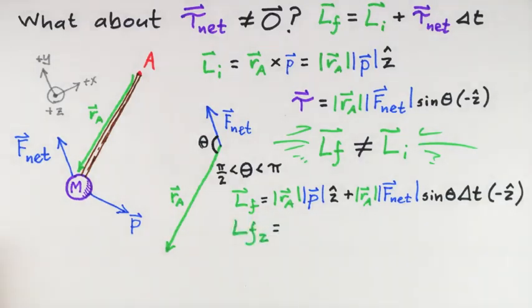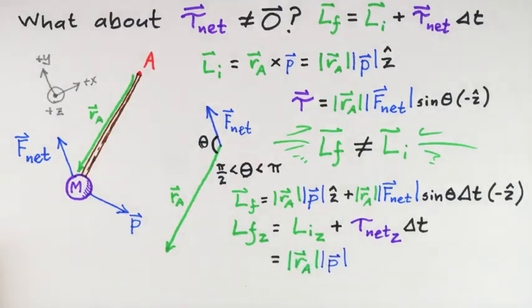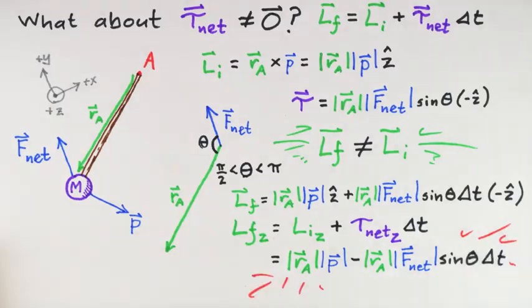So we can write out the z component of the angular momentum principle like this, where we use the fact that the z component of L sub i is positive and the z component of tau net times delta t is negative. Notice that L sub f could point either along the plus or minus z direction, depending upon the values of theta, delta t, and the magnitudes of r sub a and p.